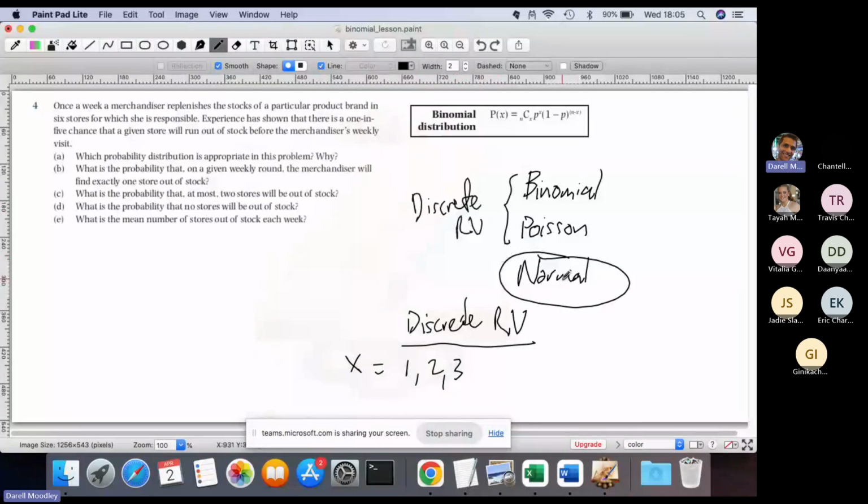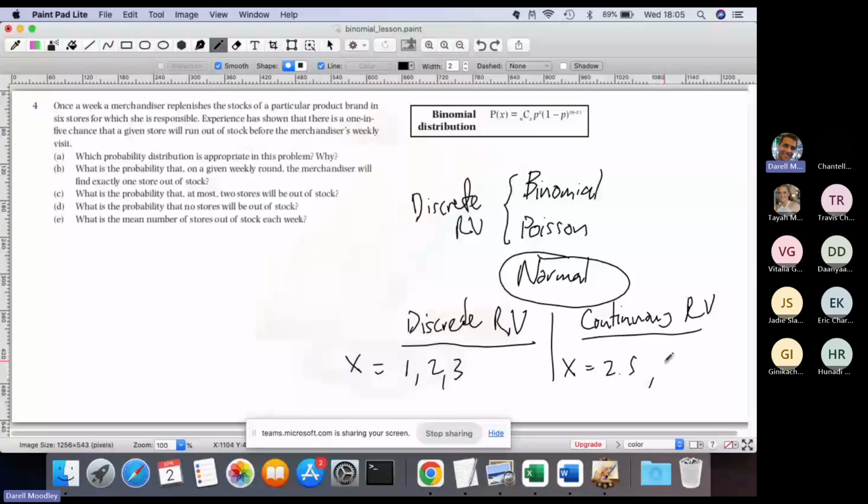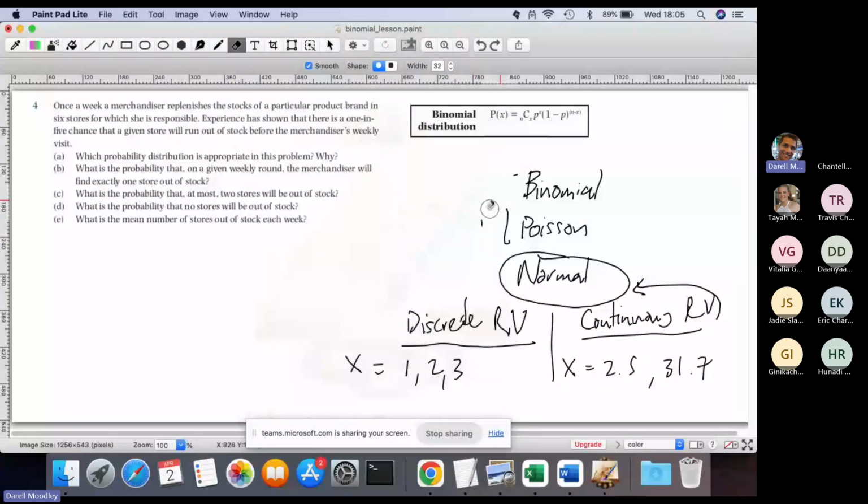The normal distribution deals with continuous random variables. In other words, the values can take decimals. You can think of temperature. Maybe X in this case is measuring temperature, which can take decimal values, like 2.5, 31.7, etc. That's what the normal distribution will cover, continuous random variables. So we're going to deal with the binomial and the Poisson distribution today, which deal with discrete random variables. I'm just going to clear this, and I will check the chat if there's any questions before I move on.